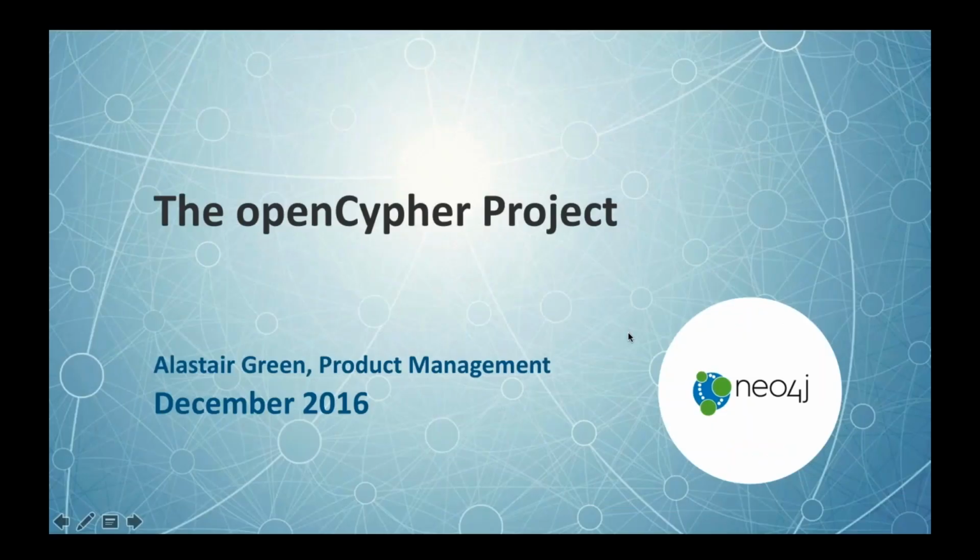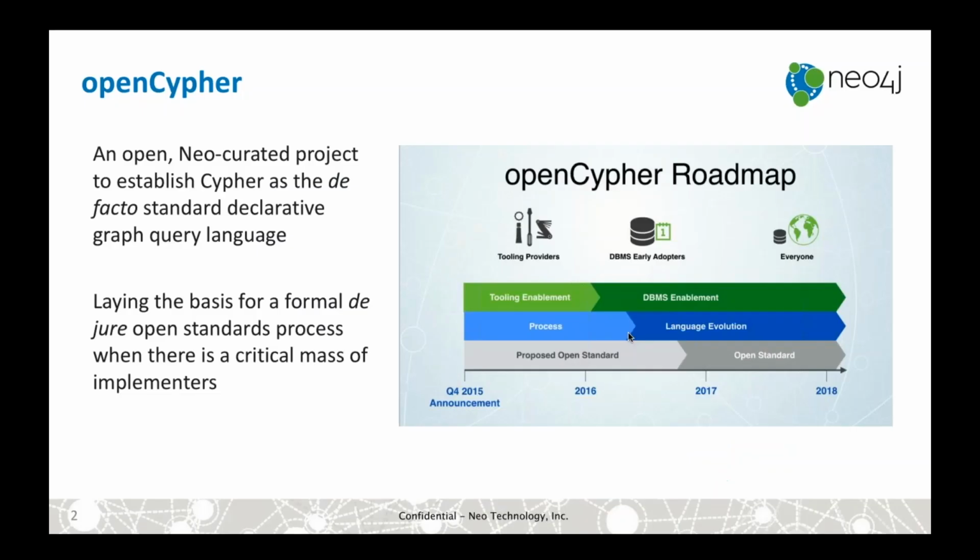So I want to talk quickly about the OpenCipher project. This is a project that we announced in the last quarter of 2015. The idea was to take the Cypher language, which has been in Neo4j since 2011, and has proved to be an extremely popular way of making it easy to access and update graph data within the database, make that language much more widely available, and to effectively push towards a situation where Cypher becomes the SQL of graph databases.